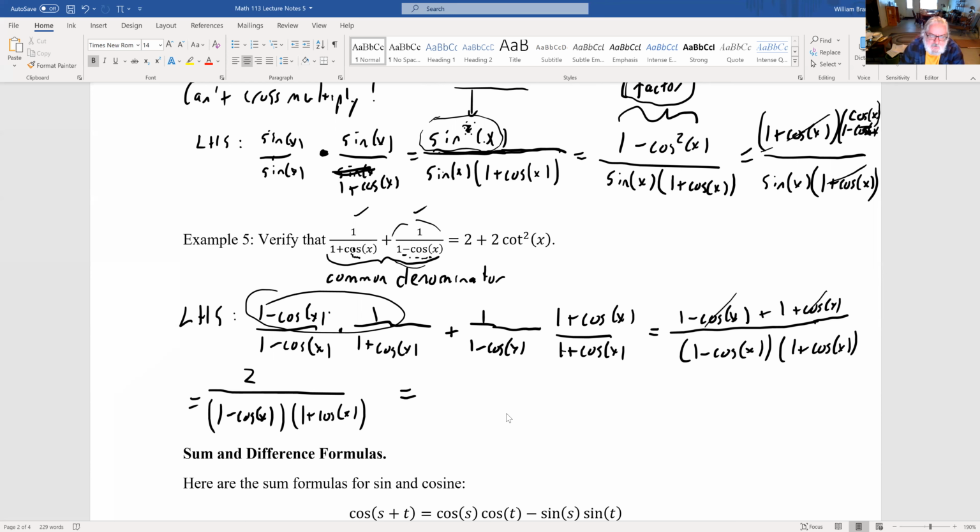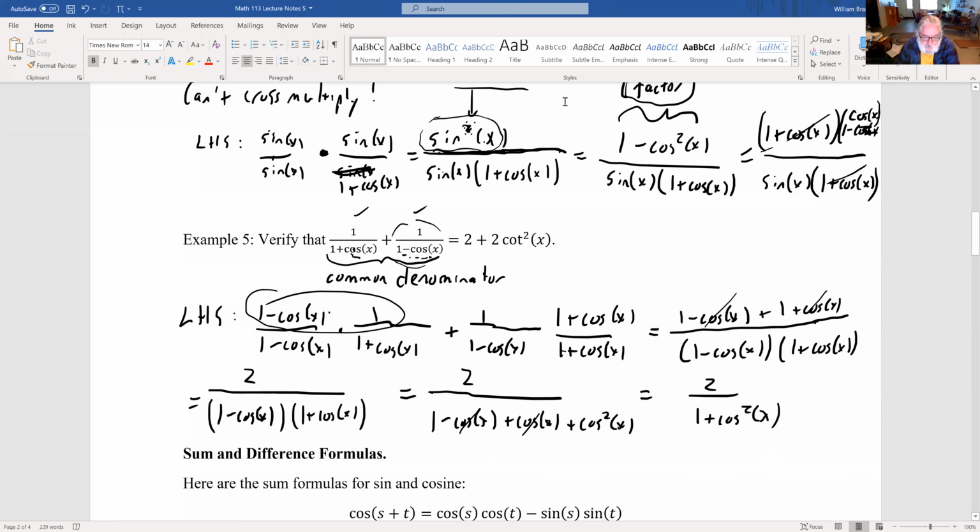Great, so what does that become now? That becomes 2. I can multiply this thing out in the bottom. I get 1 minus cosine x plus cosine x, first outer, inner, last, plus cosine squared of x. And these go away, and I'm left with 2 over 1 plus cosine squared x. But I screwed up a sign. This is supposed to be a minus. So that becomes a minus cosine squared x. And so finally, we're left with 2 over sine squared x.